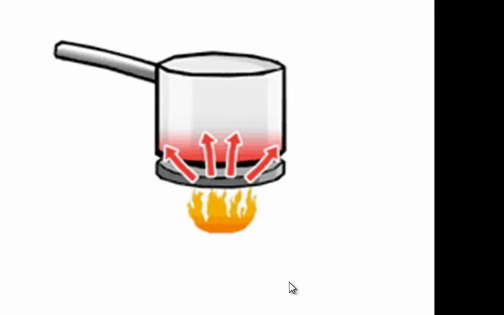Good conductors. I hope you all suggested that steel, silver, iron, and copper are good conductors. Most of these have some form of metal in them, which is a very good conductor of heat.